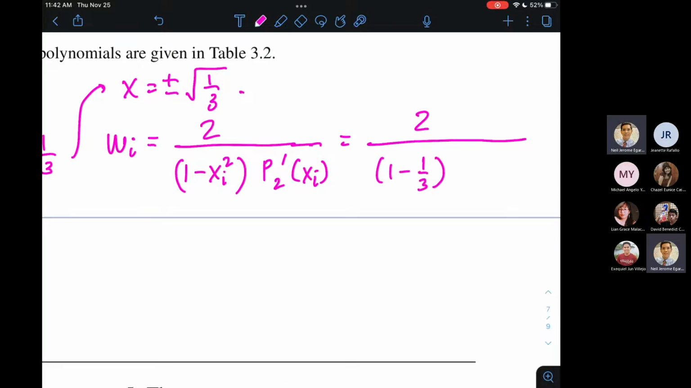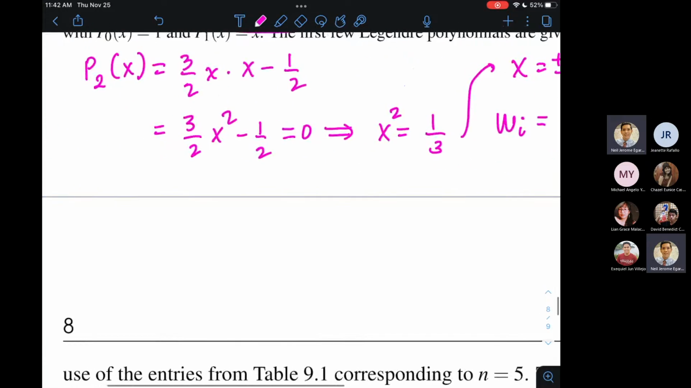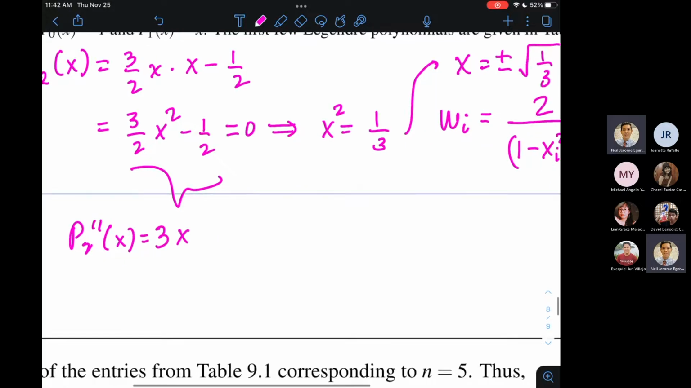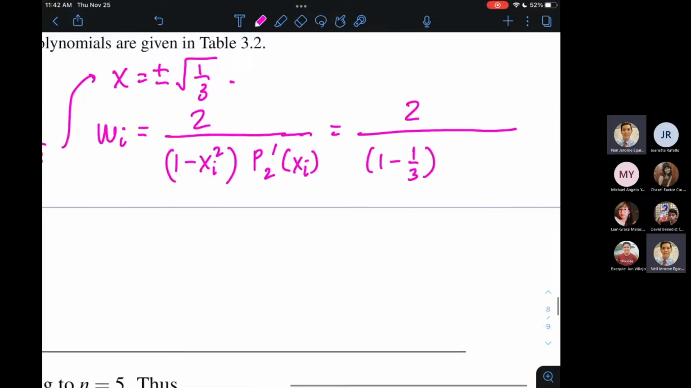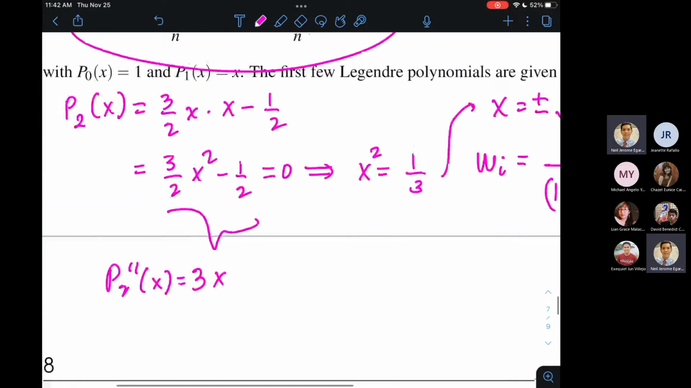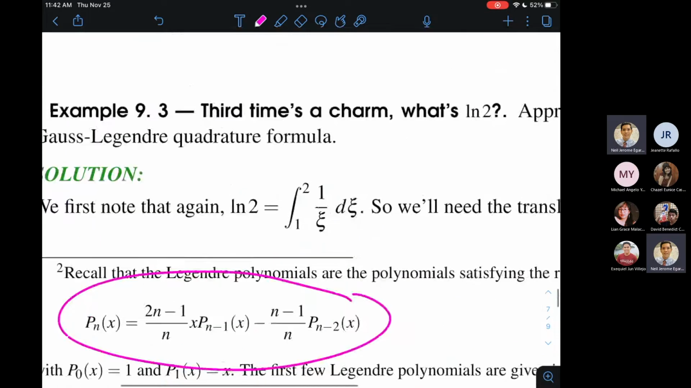And then the derivative of P2 is, here, where is P2? Here is P2. So its derivative is 3x, right? And then 3x evaluated at, actually there's still a square here. Let me just double check the formula.